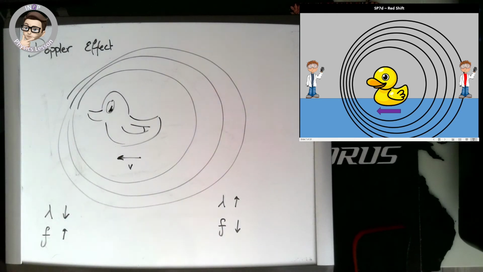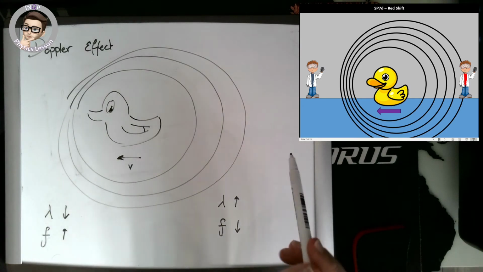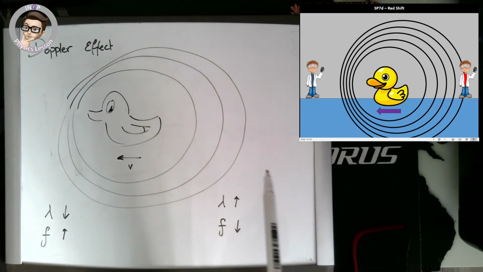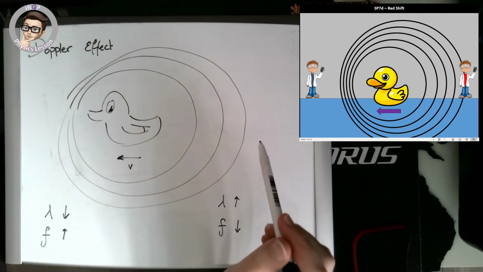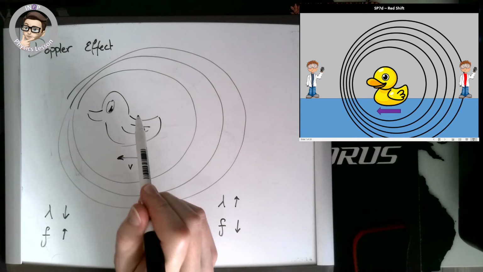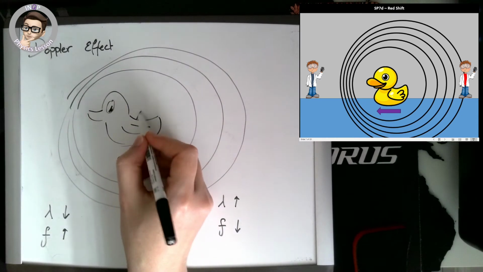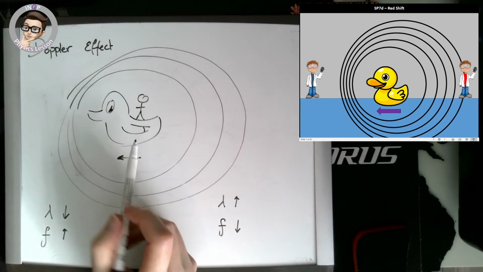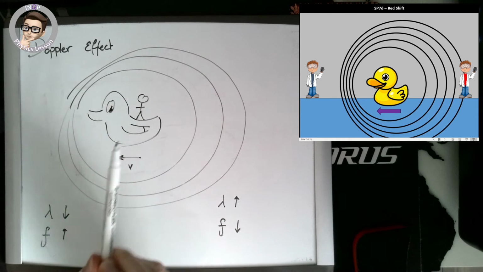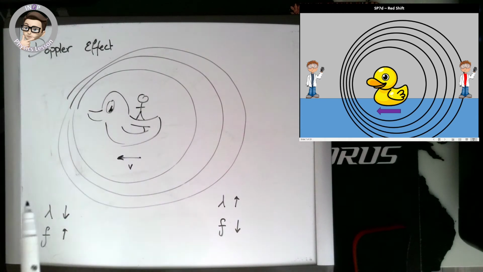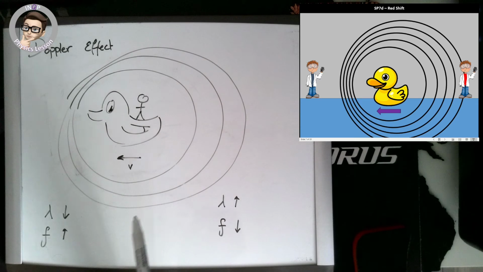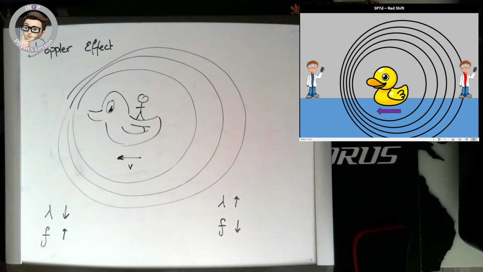With his sound waves, there's going to be a different sound for the person in front, the observer who he's moving towards, compared to the observer he is moving away from. And obviously if you sat on top of the duck, so if you were riding the duck here, then you would hear the same quack because you'd be moving at the same rate as the sound waves themselves.